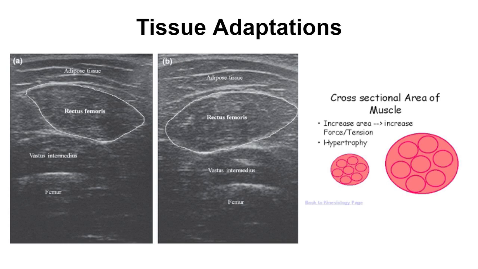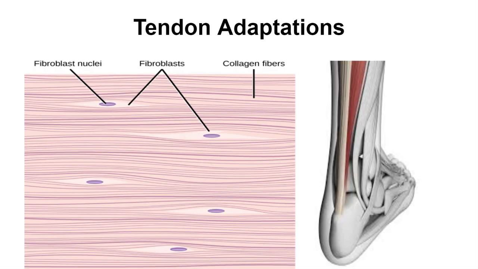That cross-sectional area will get a little bit bigger through strength training. And on the right is kind of the cartoon version of that. You don't get more muscle cells, you get bigger muscle cells or muscle fibers. And that's kind of the look of the hypertrophy. Tendon adaptations is the collagen, those fibers in that tendon, get more resilient.